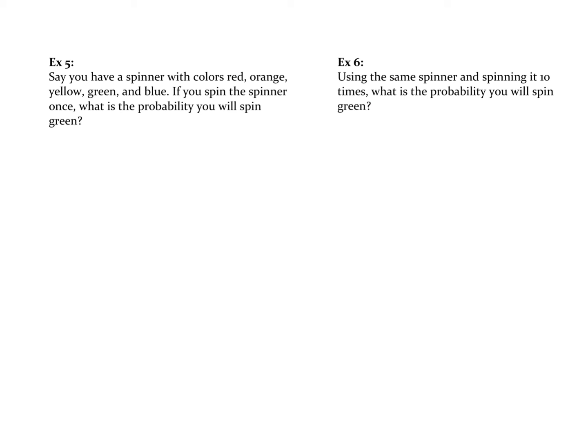All right, so example 5 says, say you have a spinner with colors red, orange, yellow, green, and blue. If you spin the spinner once, what is the probability you will spin green? So again, this is theoretical probability because we're basing it off of what could happen. Here I have 5 spaces, and the favorable outcome would be landing on green, so there's only one favorable outcome out of 5 total possible outcomes. So that's 1/5, which translates to 20% as a percent.